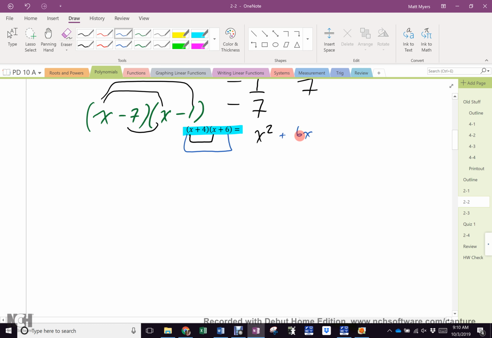Plus 6x. What is that answer? And what is that answer? Plus 24. Now, if we do this the long way, like I showed you before I gave you the gift of the shortcut, you know that the final answer, and I'm going to use brown because that's all those colors mixed together, is x squared plus what? 10x. 10x plus 24, yes?